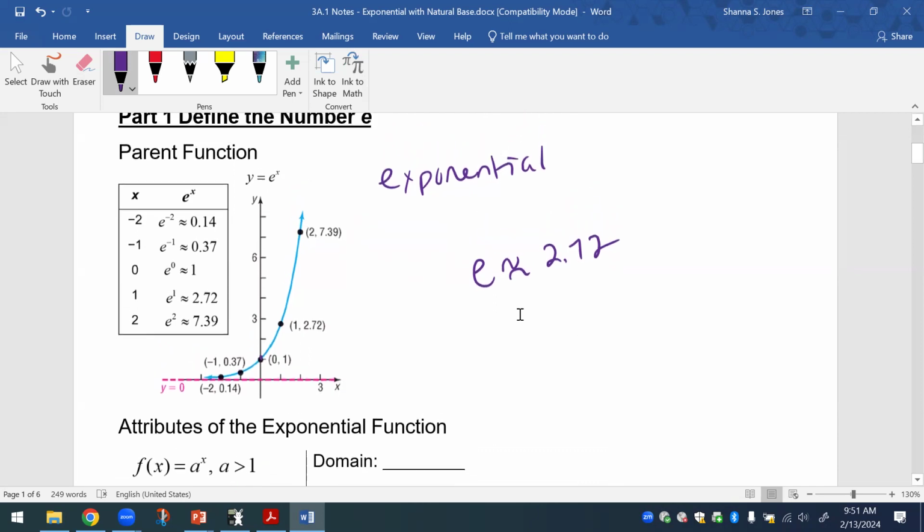All right. So E is a number. Remember how you accepted pi in 5th grade? You're going to accept E right now. We're going to accept E as what it is, approximately 2.72. Got it? All right. So how does it work? You just plot the points and graph.